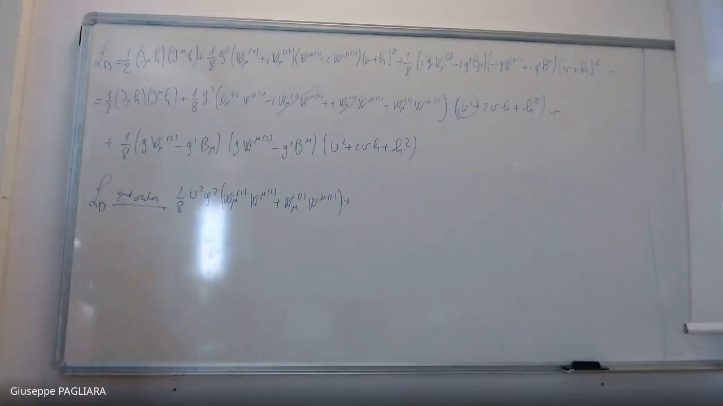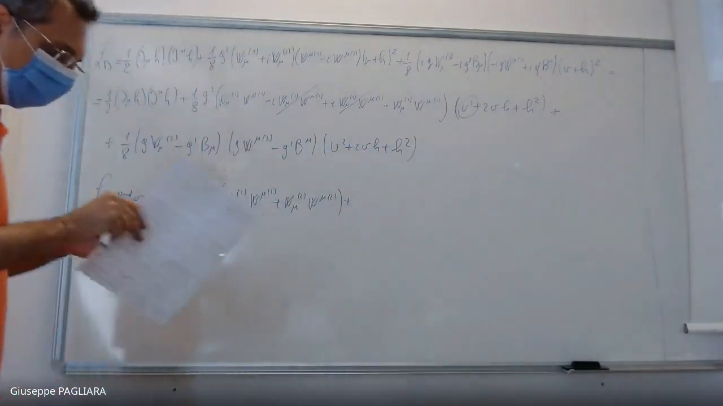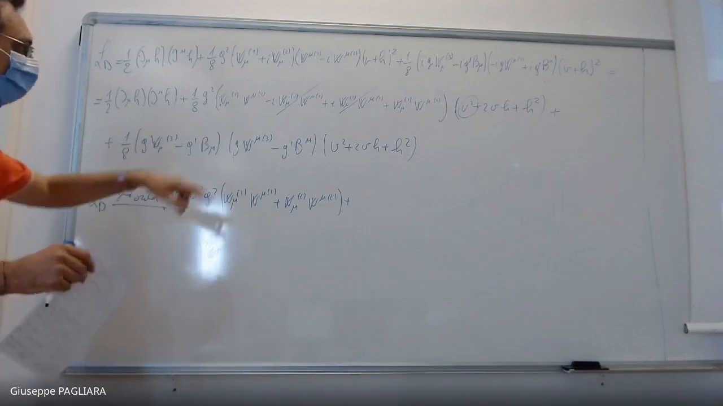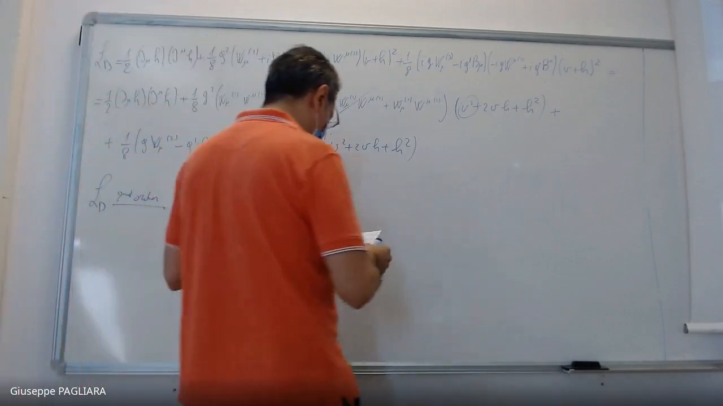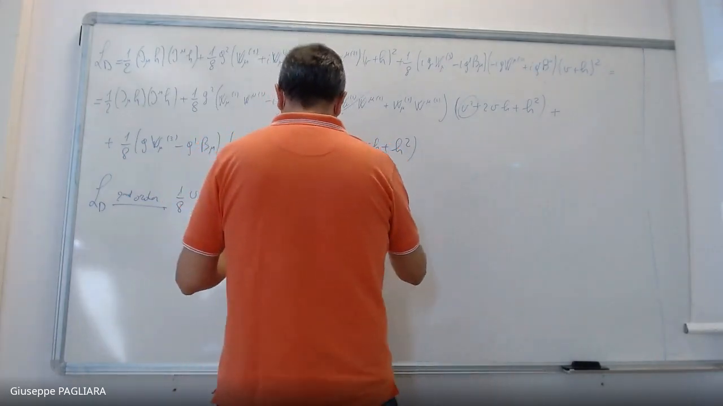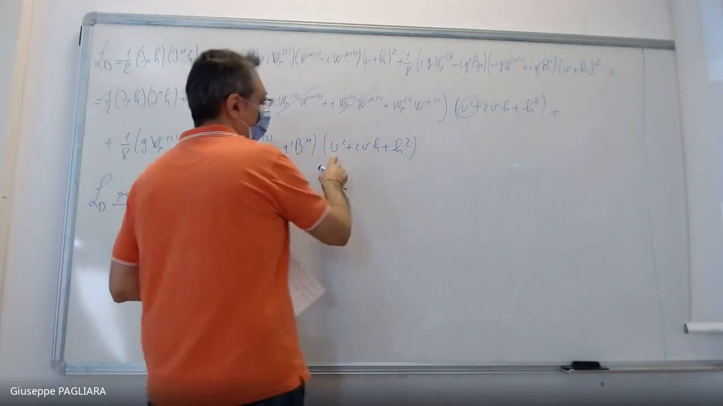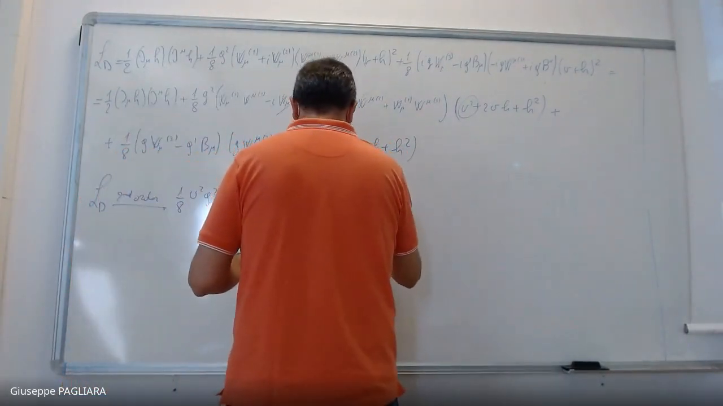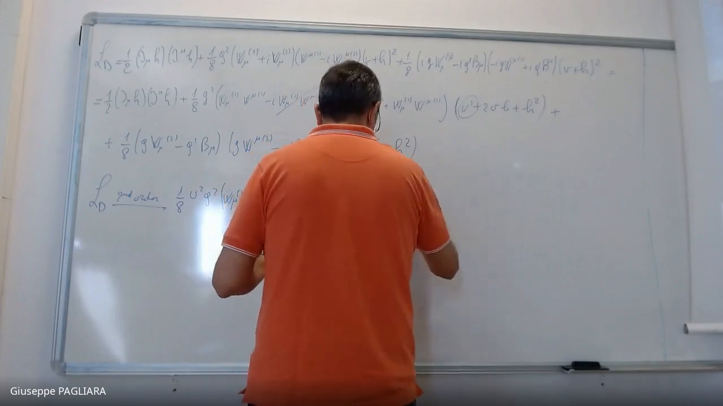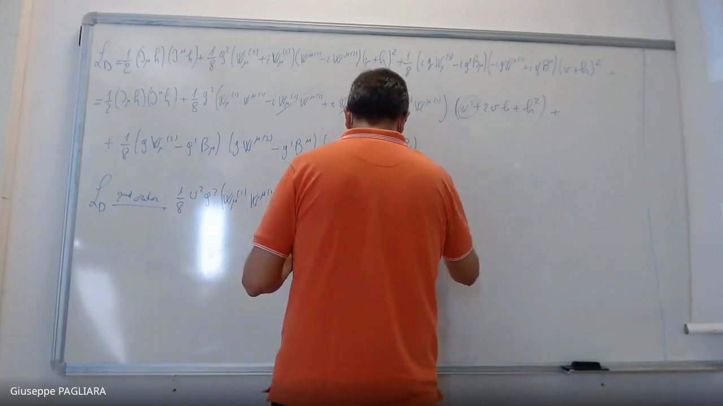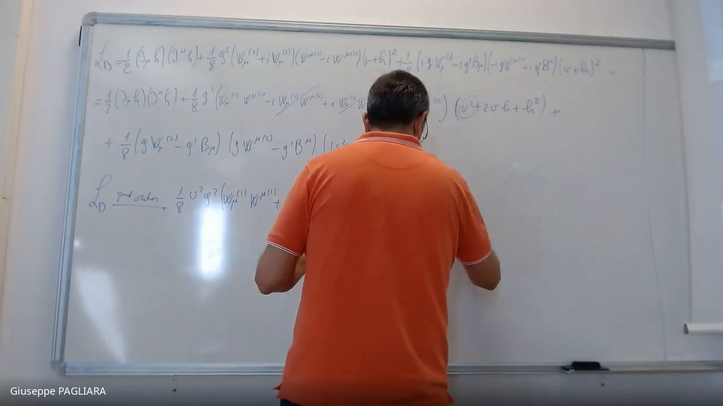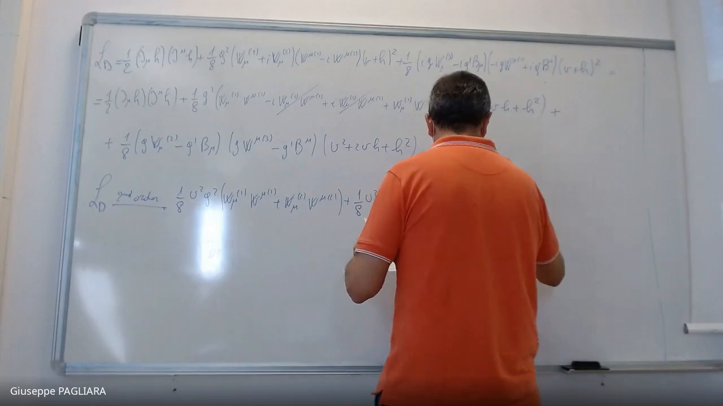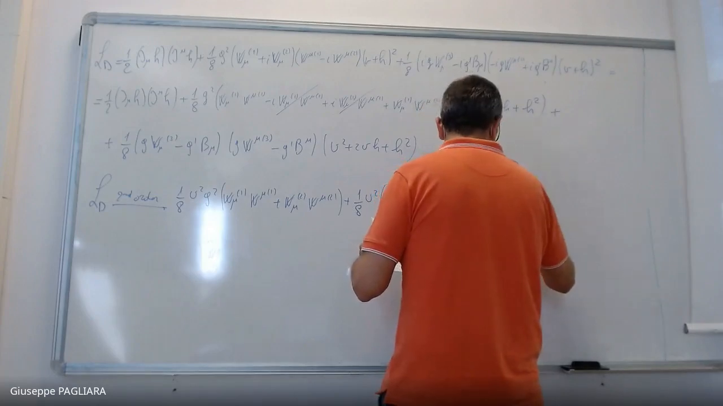Now, similarly for the second part, also here we are interested only in quadratic terms. So we only pick up the b here, which is a number. So we have 1/8 v squared, and then (g W^μ_3 minus g' B^μ) (g W_3μ minus g' B_μ).